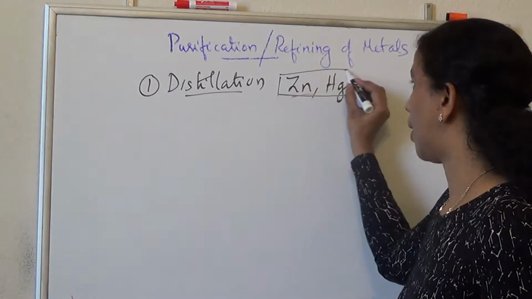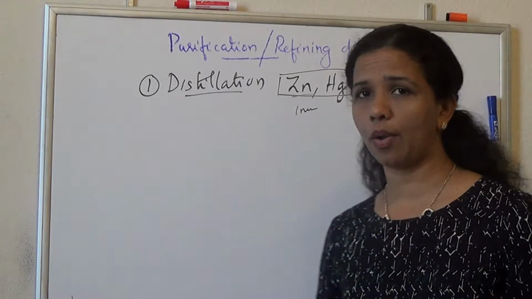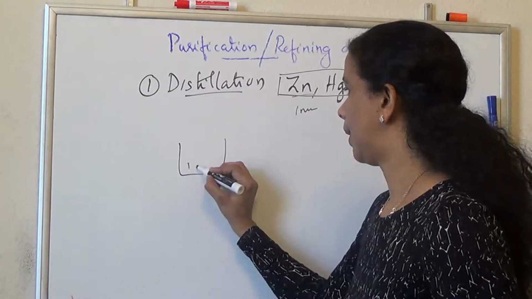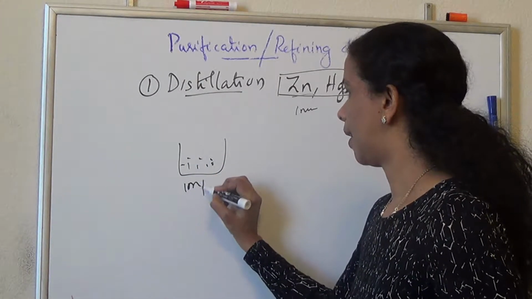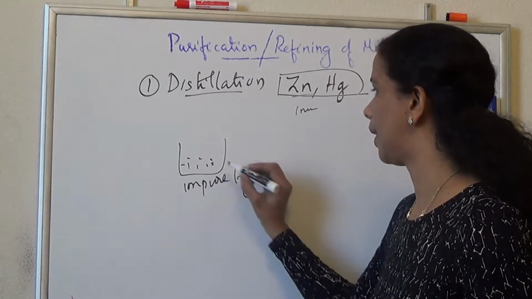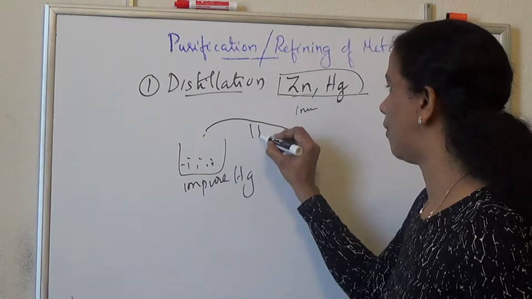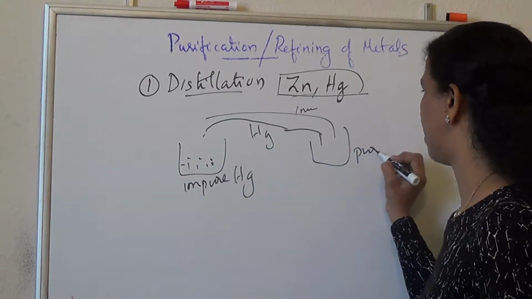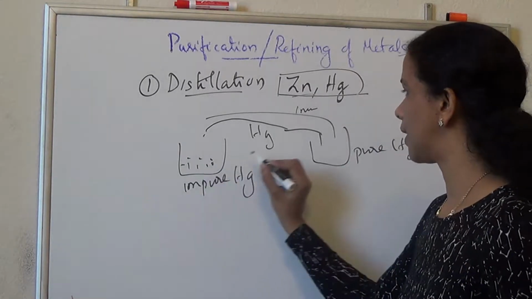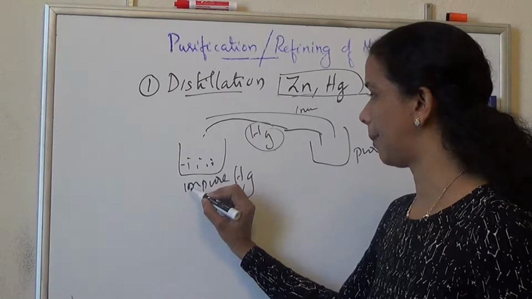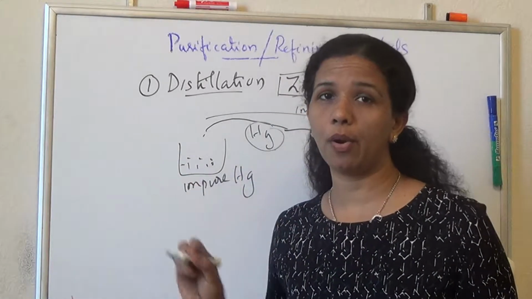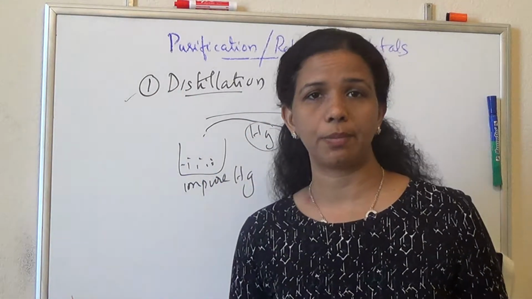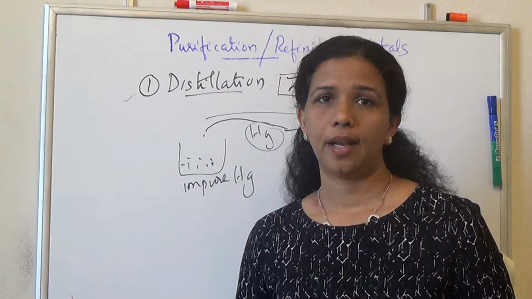So on heating the impure zinc or mercury, only the metal will form vapors. We can take the example of impure mercury. On heating, only pure mercury will form vapors, and we can collect it in another vessel, and here we will get pure mercury. So there should be a difference between the boiling points of mercury and the impurities. Impurities must have a higher boiling point than mercury, then only we can use this method. So distillation is based on the difference between the boiling points of metals and impurities.